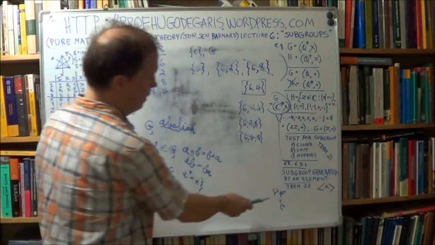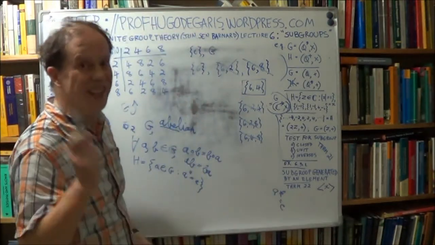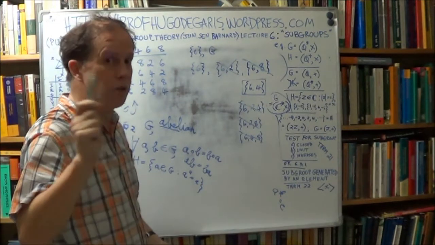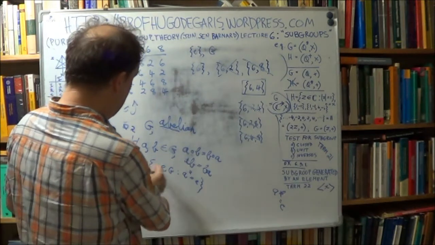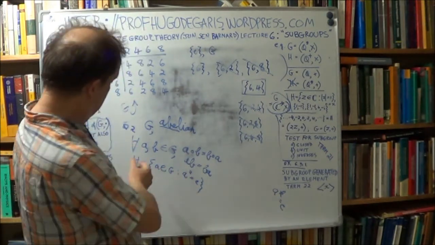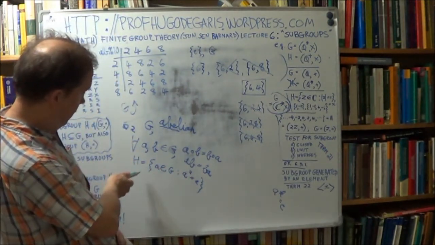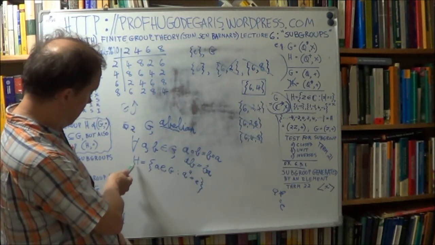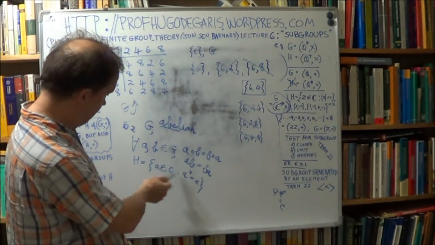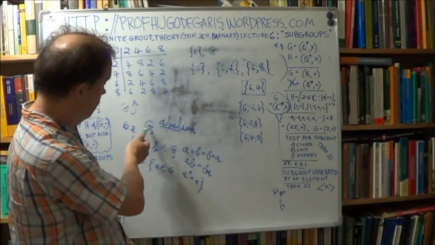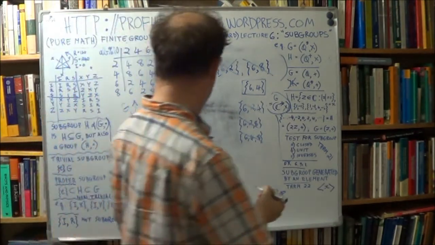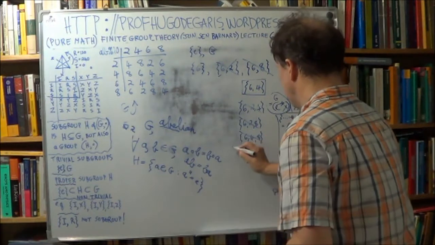E. That's the definition of the order of an element as distinct from the order of a group. So you have to prove that this subset is in fact a subgroup of this group G. So how do you do that?